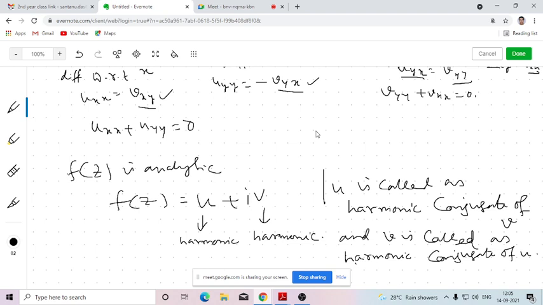In the next class I'll be studying these three cases. That means if f(z) is not given, u is given, how to find v whenever u plus iv is analytic, and if v is given, how to find u whenever u plus iv is analytic. That is called finding the harmonic conjugate. If a function f(z) is analytic, then the real part and imaginary part are called the harmonic conjugates of each other. There are three methods, and in the next class I will be discussing how to find the harmonic conjugates.